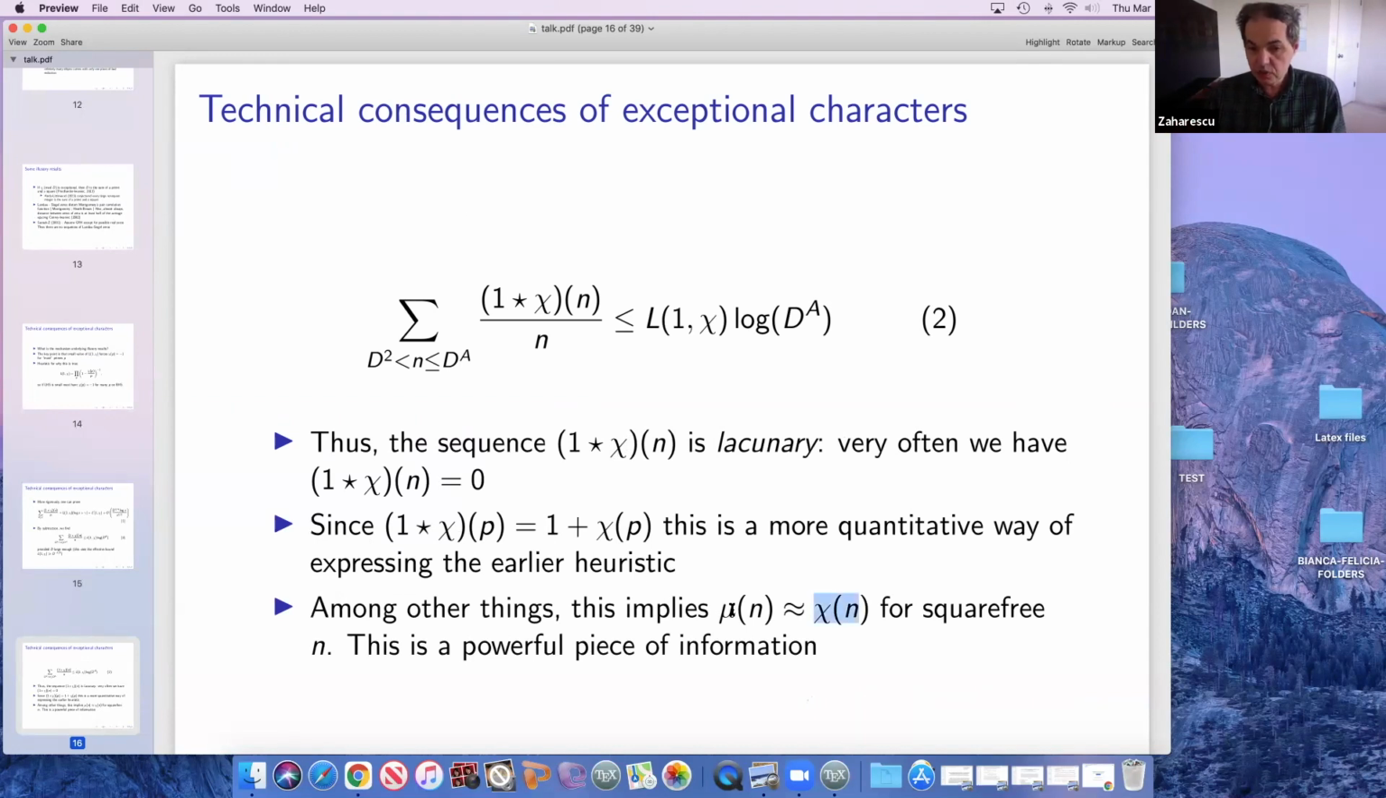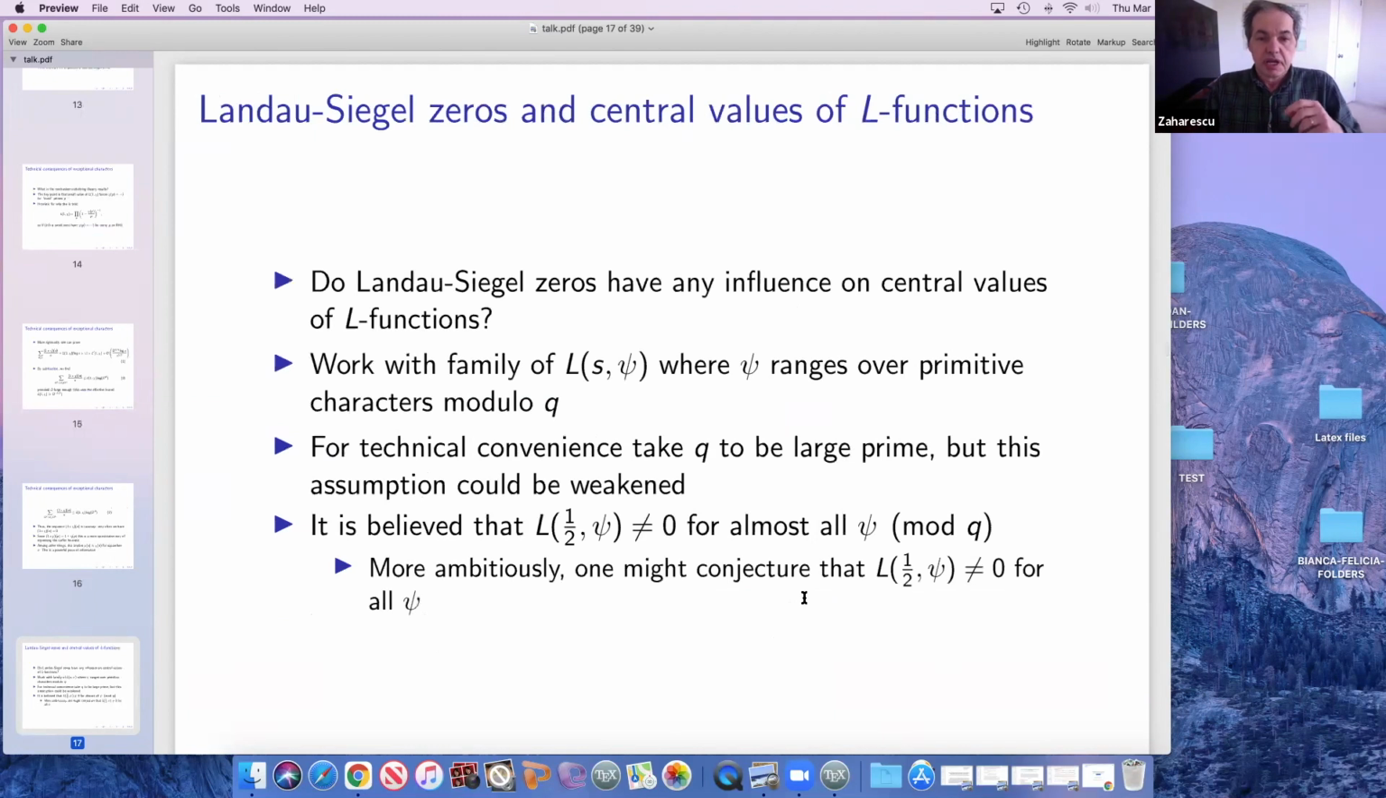Now, if chi of p is negative 1, it means that at least for prime numbers, chi of n looks like the Möbius function. Of course, chi is completely multiplicative, but the Möbius function is not. But at least for square free integers, chi of n does look like the Möbius function for most values of n.